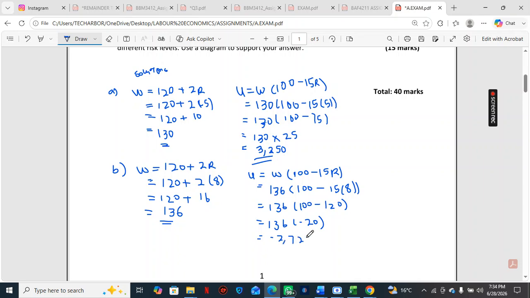Okay, so we can see here that when the risk goes up, yes, the wage goes up, but the satisfaction is going down. Have you seen? Initially, when the risk was 5, satisfaction was 3,250. Now the risk has gone to 8, satisfaction has now become negative.